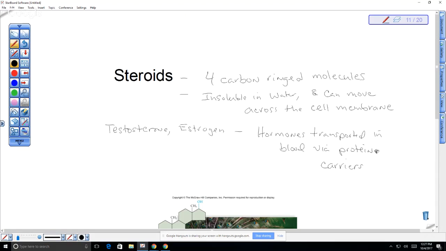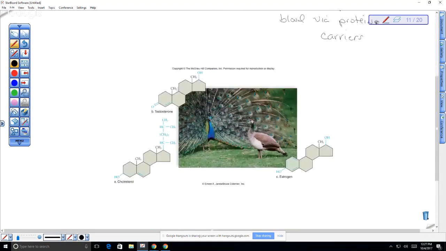So if we look at these, the structure is what it looks like. And you should be able to identify this. If I had a picture of this on the quiz on Monday, and I said, what type of molecule is this? 4 carbon rings, you should be able to tell me that that is a steroid. Notice how testosterone and estrogen are super similar in their structure. And actually, some cells convert testosterone into estrogen, and some cells convert estrogen into testosterone. So they can be converted back and forth.